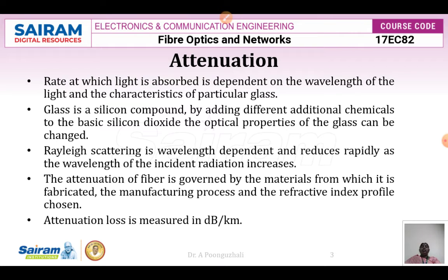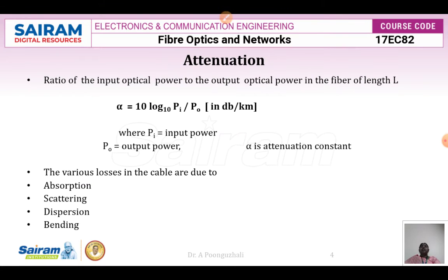The attenuation loss is defined in terms of dB per kilometer. To calculate it, attenuation is the ratio of the input optical power to the output optical power in the fiber of length L. So for the fiber length L, we see the ratio of the input optical power to the output optical power. We define alpha equal to 10 log10 (Pi / Po), to the base 10.